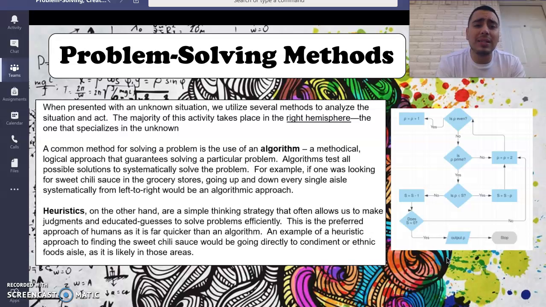So therefore, heuristics, on the other hand, are a simple thinking strategy that often allows us to make judgments and educated guesses to solve problems efficiently. This is the preferred approach of humans, as it is far quicker than an algorithm. An example of a heuristic approach to finding the sweet chili sauce would be going directly to the condiment or ethnic food aisle, as it is likely in those areas.